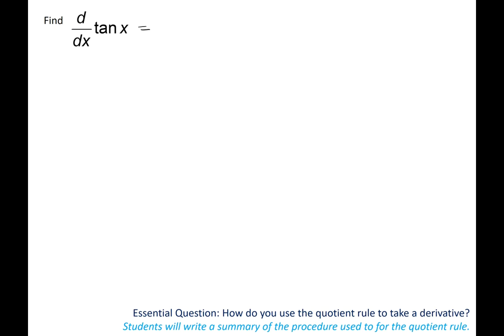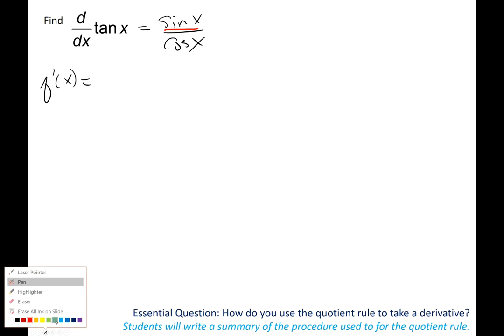So first thing I'm going to do is rewrite tangent. What's another name for tangent? Sine over cosine, or sine divided by cosine. So I'd have to use the quotient rule to take the derivative. I'm just going to label it f prime for lack of anything better right now. All right, so what's my red function? Sine x. What's my green function? Cosine x. Perfect.